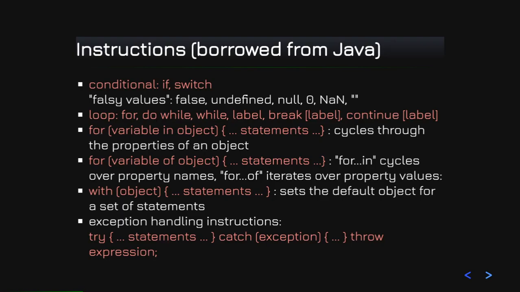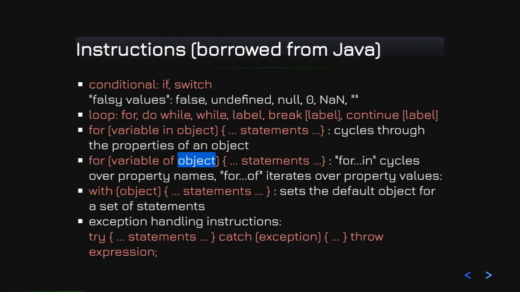Actually, there are 2 types of for here. In this one, the variable cycles through the properties of an object, so the fields of this object, and it executes this statement. So here the variable cycles over property values of this object, and here the variable cycles over property names of this object.